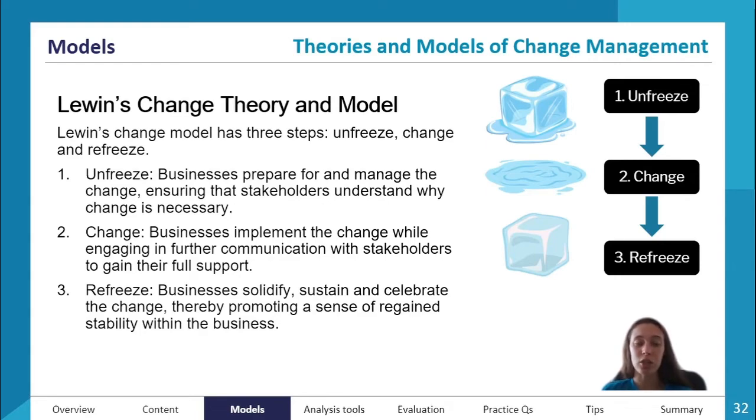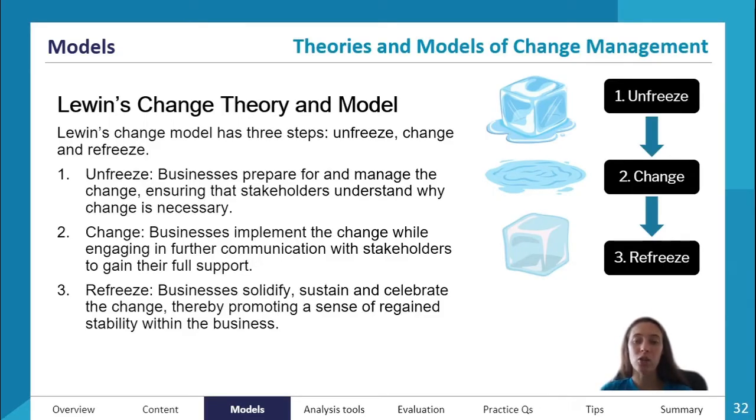And then the change occurring, so that's when you've got the implementation of the change, and you're still going to have ongoing communication, because you don't just let people know that this is happening and then leave it at that. You need to provide updates on how it's going, what the progress is, if any alterations to the initial plan are being made, and why, if that's the case as well. And then refreeze, that's where you're solidifying, sustaining, and celebrating the change.